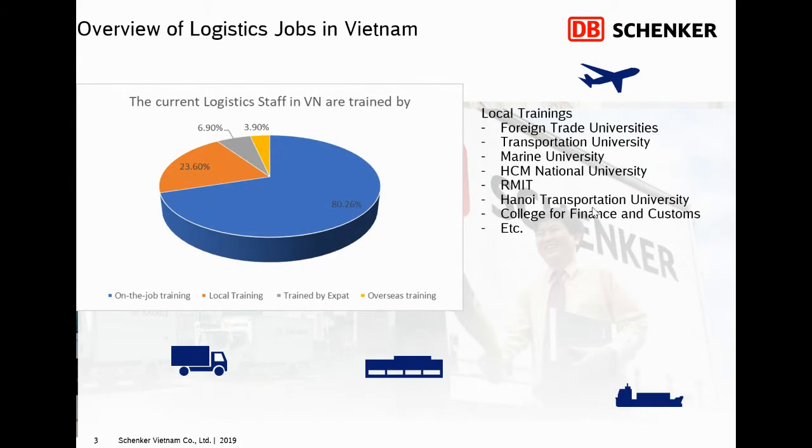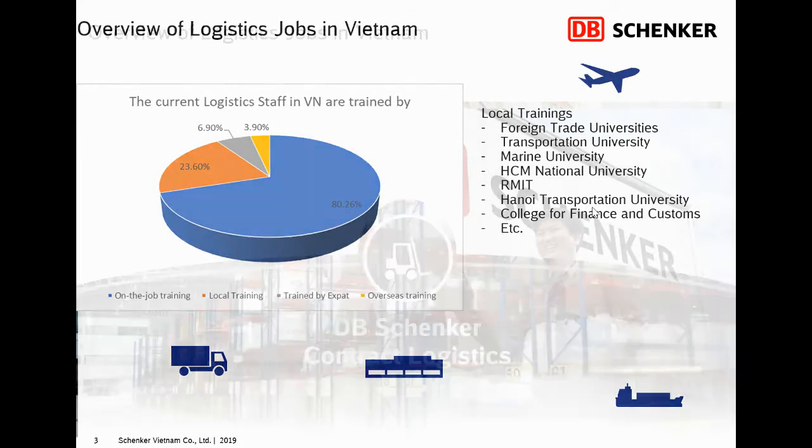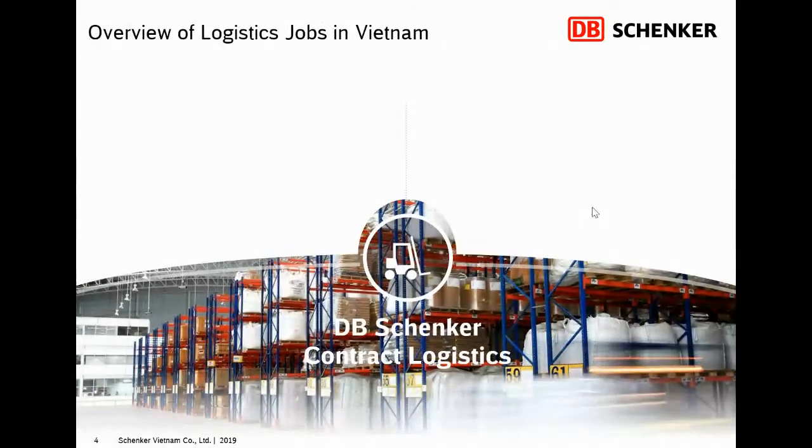According to the research, the development speed of logistics is about 14 to 16 percent per year in recent years. So that's why we lack human resources, we lack manpower to provide for all logistics services in Vietnam. So what do we do?